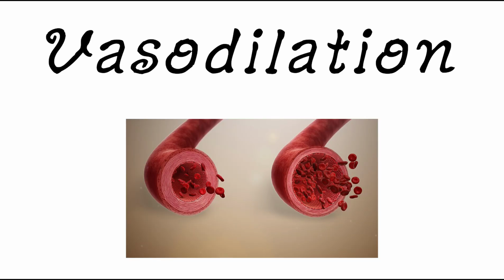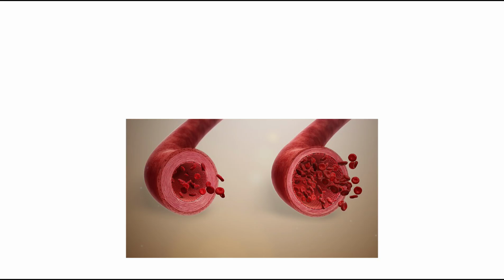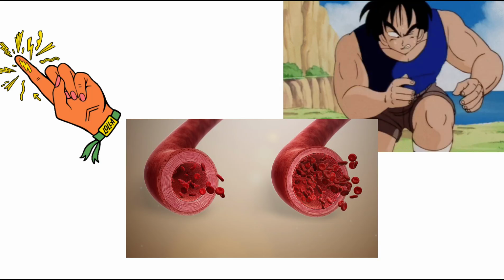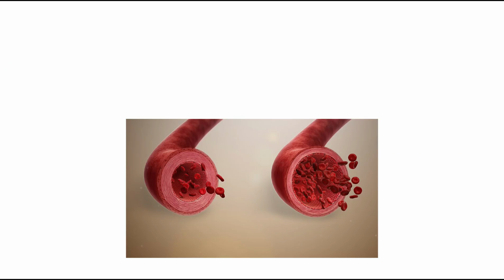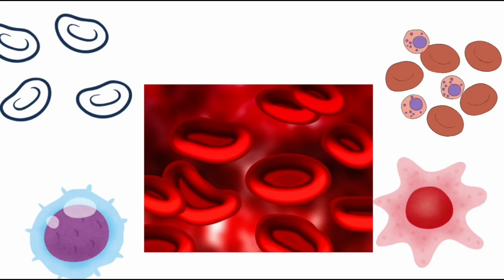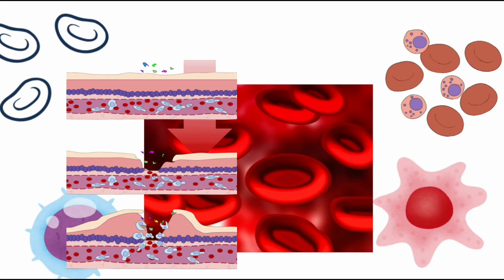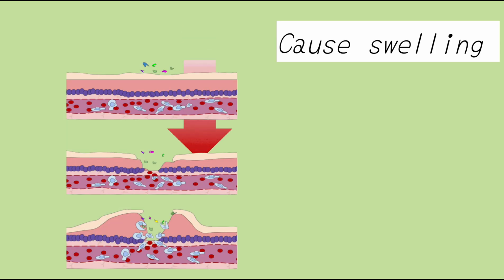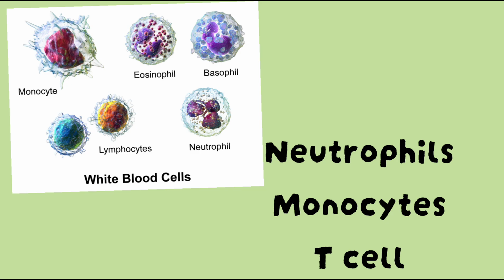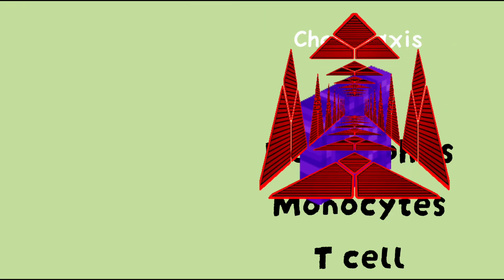The blood vessels near the affected area where there is an injury are widened. This is known as vasodilation, and it causes some redness or heat. The blood vessel walls become more leaky and allow immune cells and plasma to enter the tissue and cause swelling. Immune cells like neutrophils, monocytes and T cells are attracted to the site through chemotaxis, which guides their movement by chemical signaling.